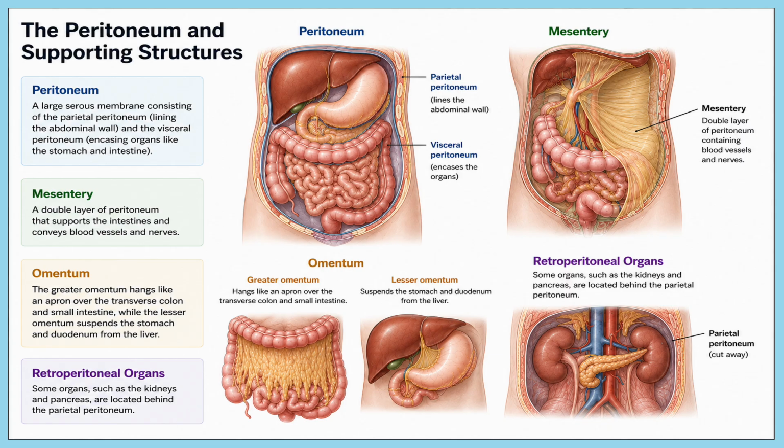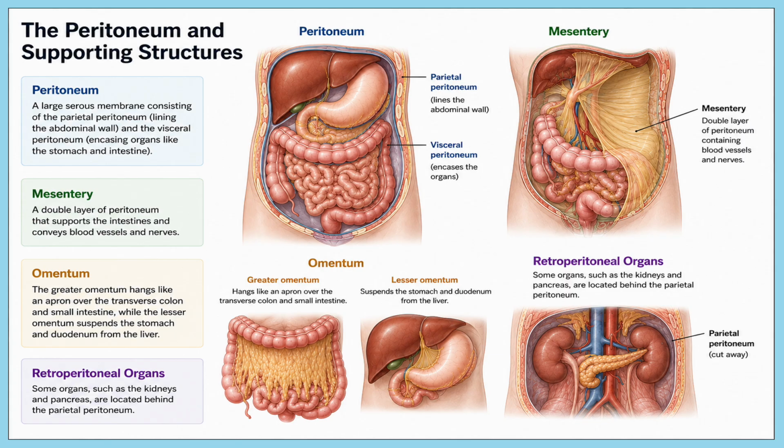The retroperitoneal organs, and which ones are these? These are the kidneys and the pancreas. They lie behind the parietal peritoneum. Now, these organs are covered by the peritoneum only on their anterior, the front surfaces, and are positioned securely against the posterior abdominal wall.